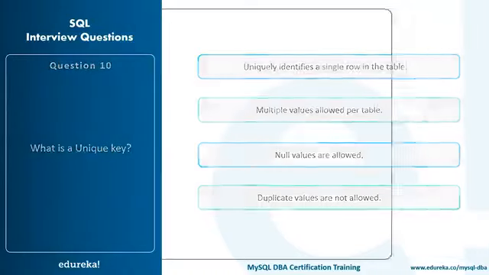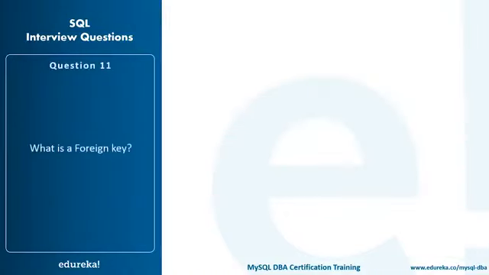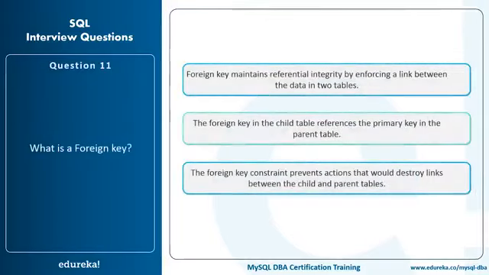All right. Now moving forward to our next question, that is, what is a foreign key? A foreign key basically maintains referential integrity by enforcing a link between the data in two tables. The foreign key in the child table references the primary key in the parent table, and the foreign key constraint prevents actions that would destroy the links between the child and the parent table. So if you have a database with around 10 tables, and you want to maintain relations between all these tables, then you need to use the primary key foreign key concept so that you identify the relation between these tables with the help of the foreign key.